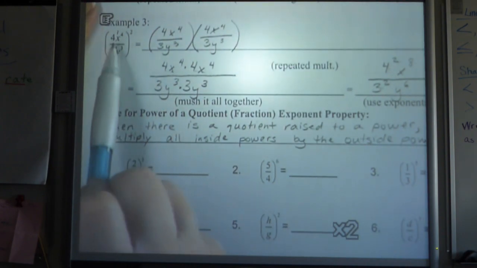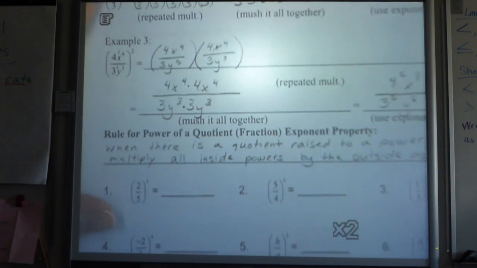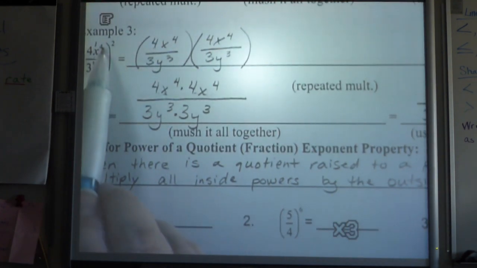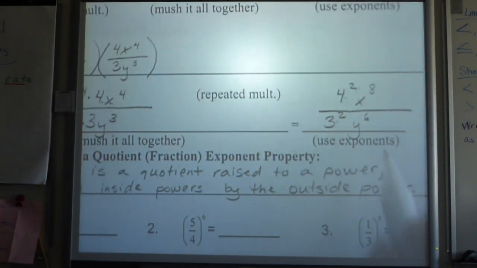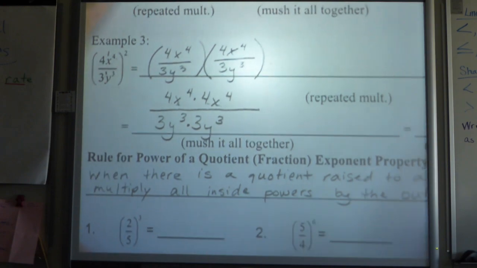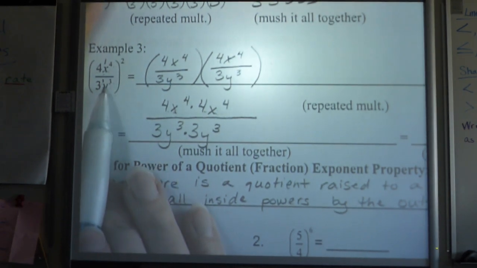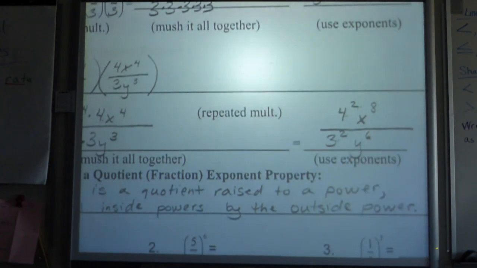Okay, so do we see how the 4 to the first power became 4 to the 1 times 2, 4 squared. This x to the 4th power became x to the 4 times 2, x to the 8th. This 3 to the first power became 3 to the 1 times 2, 3 squared. And this y to the 3rd power became y to the 3 times 2, y to the 6th.